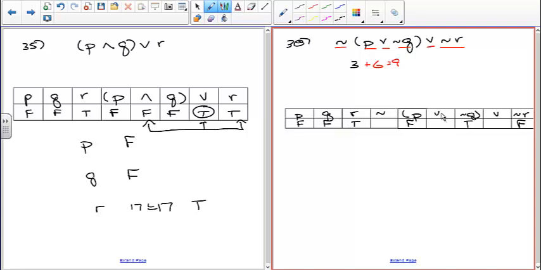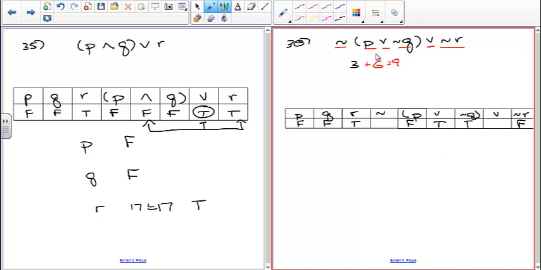Okay, the first thing we do is we do this operation because it's inside the parentheses. We have an OR statement. So for an OR to be true, just one or both of these have to be true. So we have one of them is true. So the result is true.